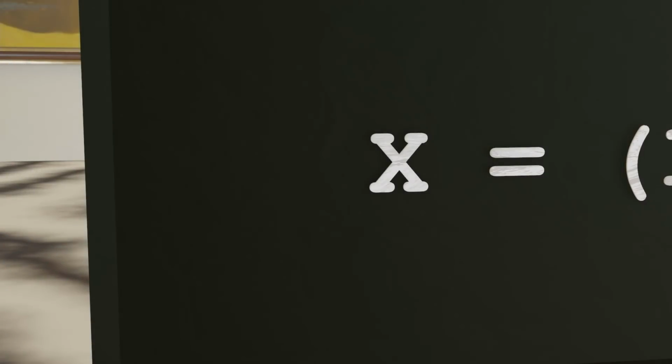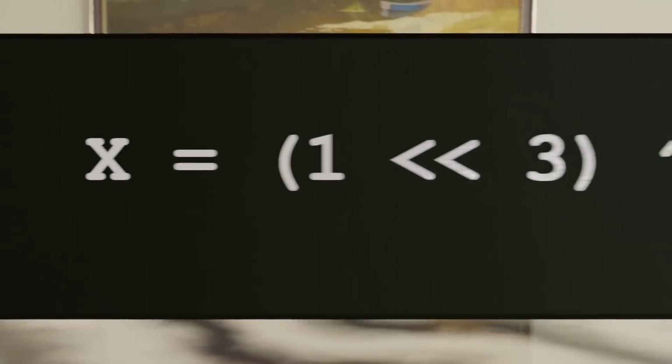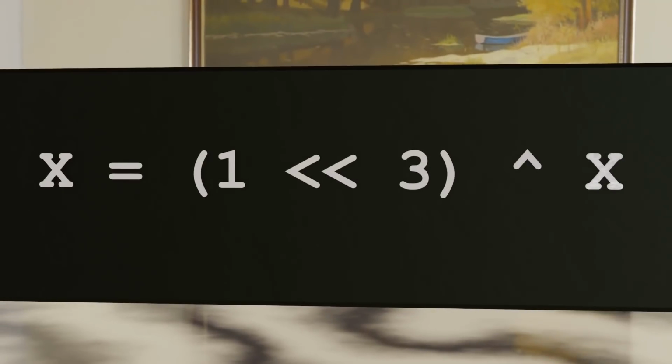To toggle a bit in an integer, take a 1, shift it over to the position that we want to toggle, and then perform the XOR operation. We'll end up with a result which has the same bit pattern as before, except that single bit is flipped.